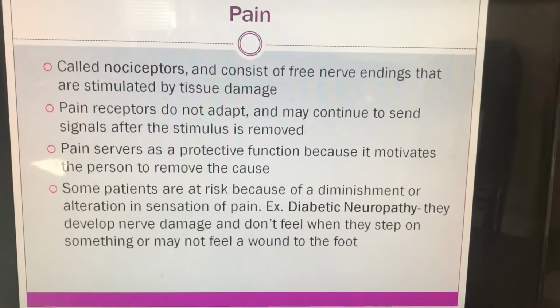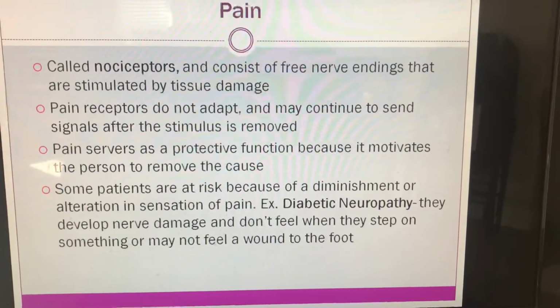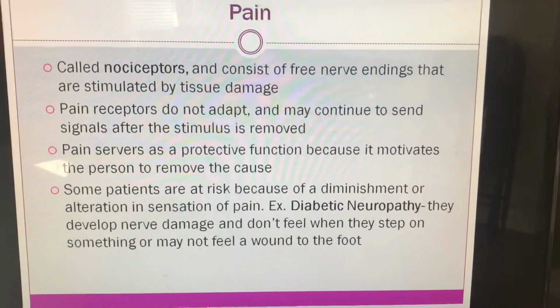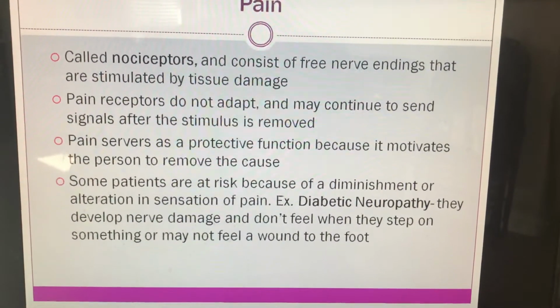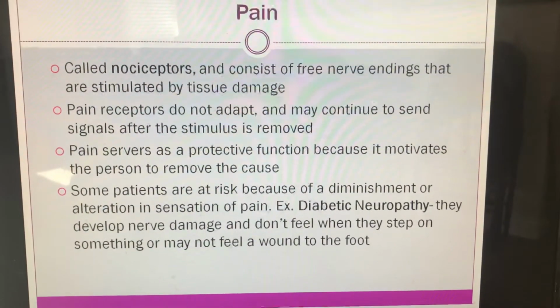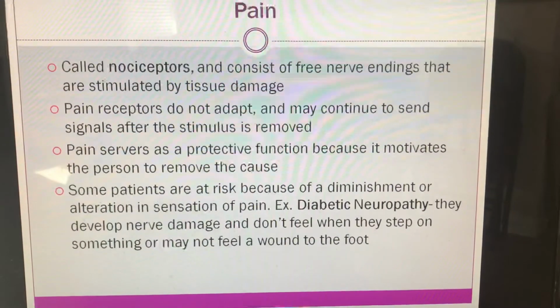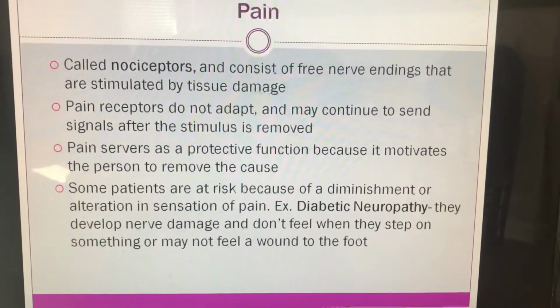So let's talk about pain. Pain receptors are called nociceptors and consist of free nerve endings that are stimulated by tissue damage. Pain receptors do not adapt and may continue to send signals after the stimulus is removed. Pain serves a protective function because it motivates the person to remove the cause.